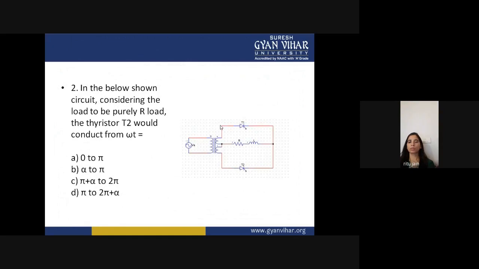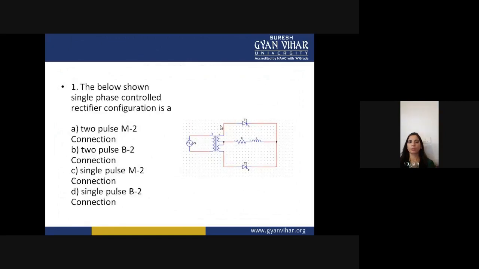So this is all about your today's lecture. Now there are a few questions based on today's lecture. The first question is: the below shown single phase controlled rectifier configuration is, you can see, your midpoint type converter. So this is your single pulse midpoint connection or two pulse midpoint connection.